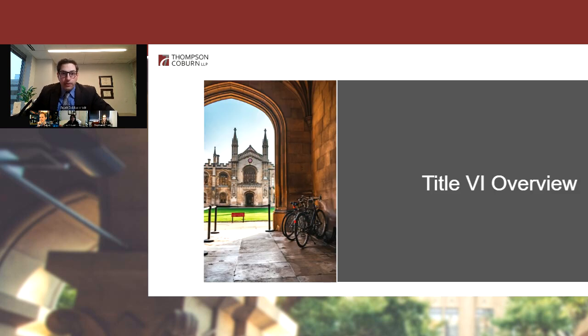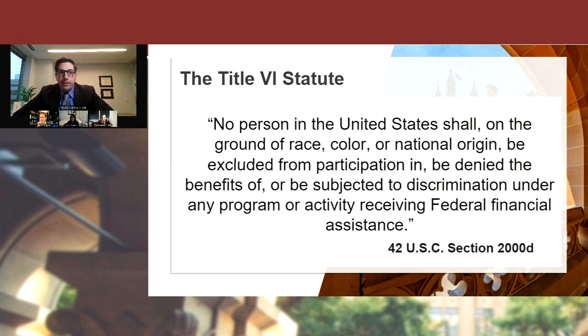So, getting into the Title VI overview, this is just a high-level piece of it. For those of you that have seen our Title IX presentation, it's similar: not many words packing a lot of punch here. The Title VI statute basically says no person in the United States shall, on the grounds of race, color, or national origin, be excluded from participation in, denied the benefits of, or subject to discrimination under any program or activity receiving federal financial assistance. We're going to go over this in detail, but this is the underlying statute.